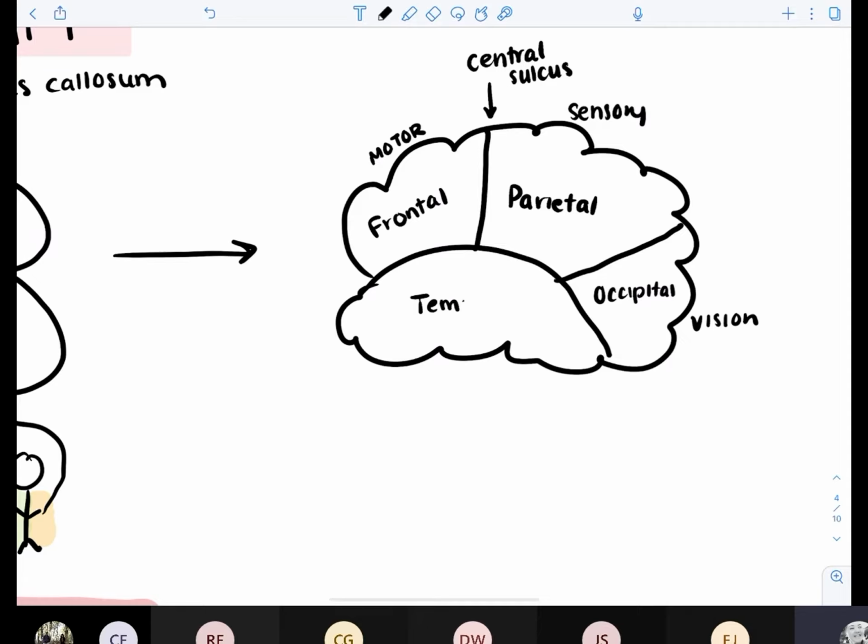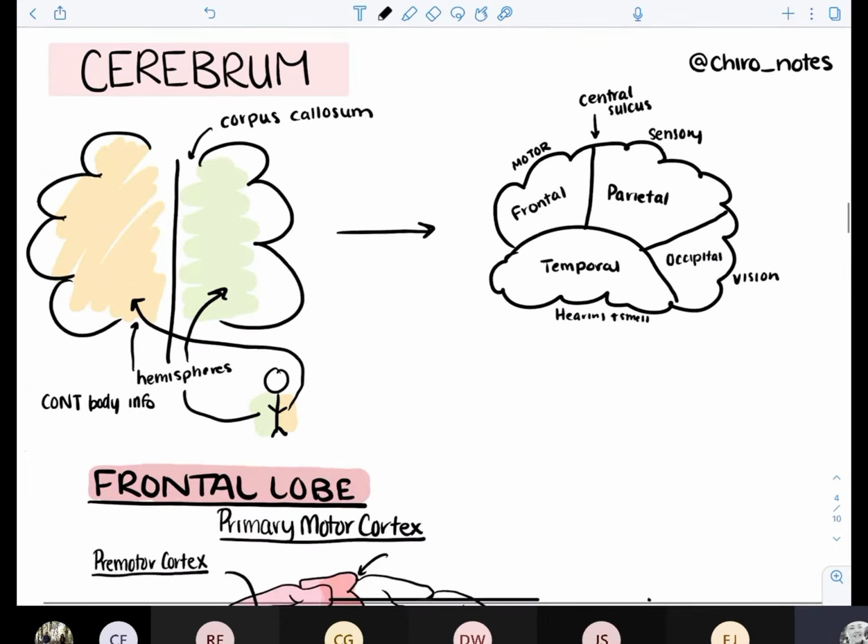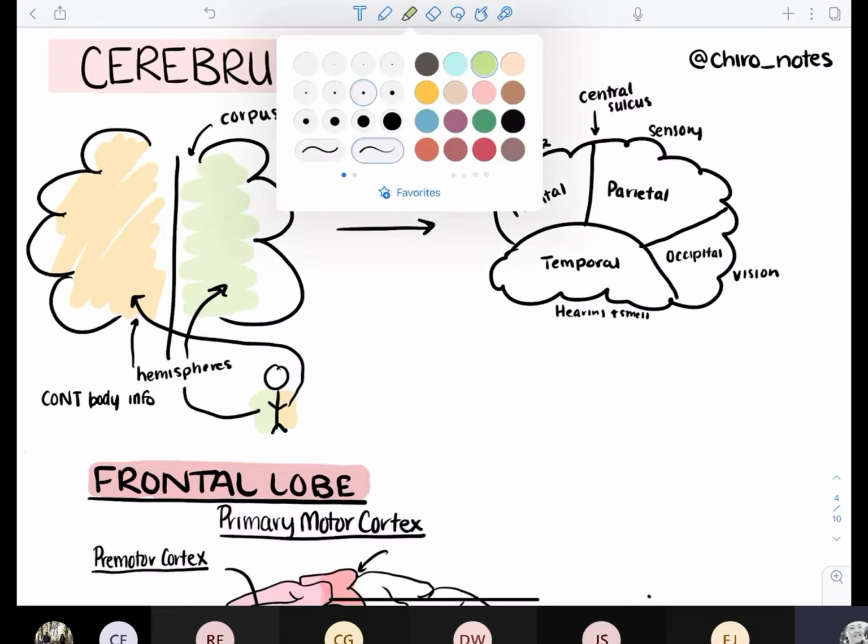And then the temporal lobe is basically where you throw everything else that the brain needs to think about, but the majority of it is hearing and smell. But it does a ton of things, so we're going to talk more about it, but that's what the temporal lobe's main thing is.